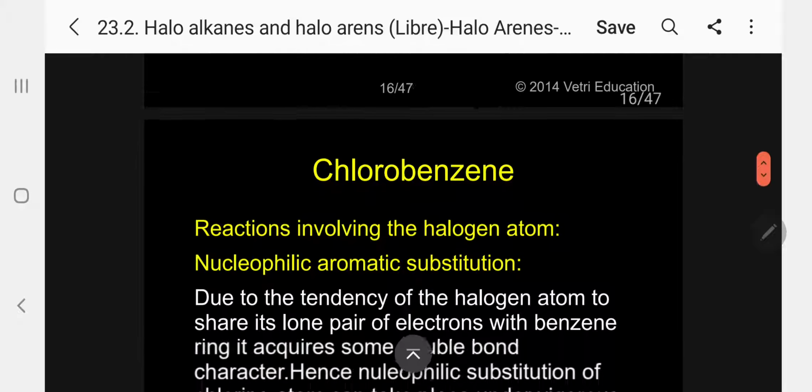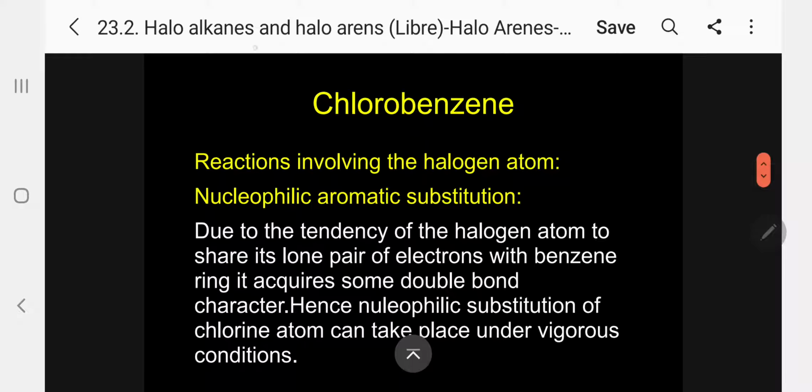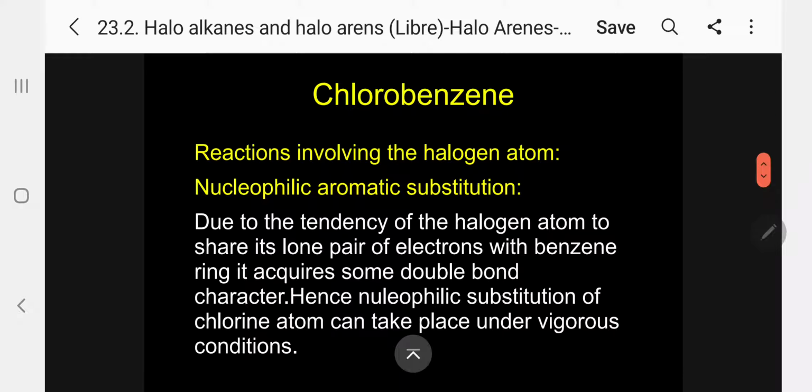Okay. So far what we have discussed is the reactions taking place due to the aromatic ring. So now I will discuss reactions involving the halogen atom. Only the halogen atom. Simply substitution reaction with chlorine.